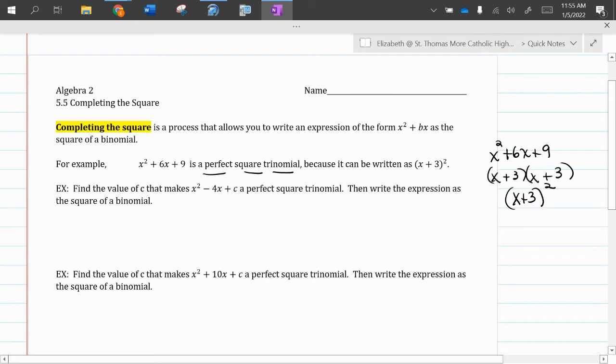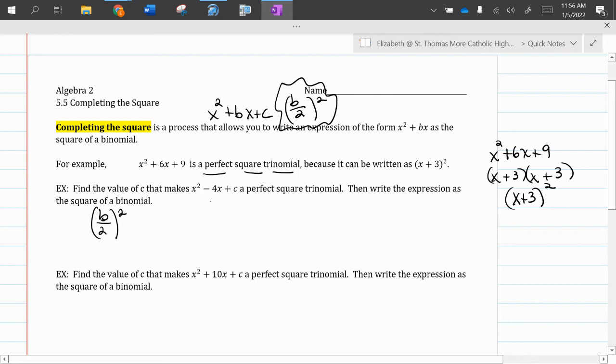Find the value of c that makes x squared minus 4x plus c a perfect square trinomial. Then write the expression as the square of a binomial, just like we did to the right. So the way that we complete the square for x squared plus bx plus c is b divided by 2 and then squared. This is how we complete the square. I'm going to make a big circle around that, because the way we complete the square is we take whatever the b is, divide it by 2, and then square it.